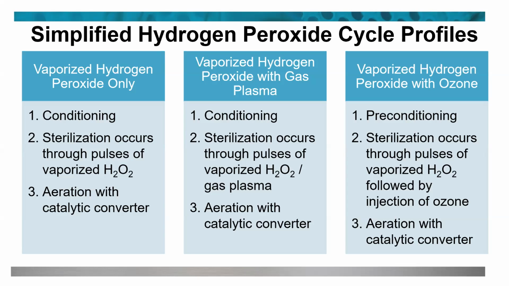Even though each sterilizer uses vaporized hydrogen peroxide, the addition of gas plasma and ozone changes the sterilization profile. Keep in mind that items validated for one process may not be suitable for the other, because that does change it a little bit.